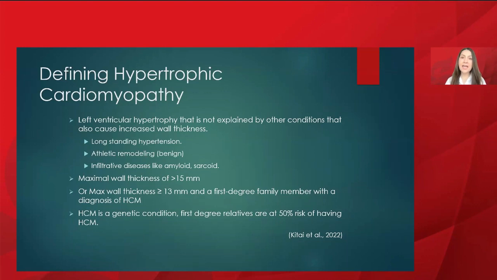Infiltrative diseases like amyloid and sarcoid, which are less known. Also, the maximal wall thickness should be greater than 15 millimeters. Unless you have a first-degree family member that has a diagnosis of HCM, then it would be a wall thickness greater than 13 millimeters. So as I said, HCM is a genetic condition. First-degree relatives are at 50% chance of inheriting it.